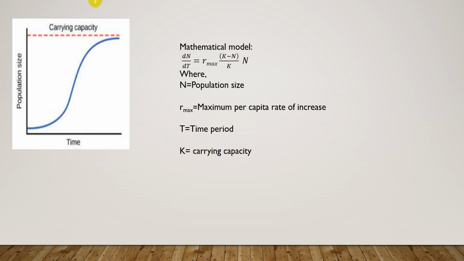Here is the graph for logistic growth, and the mathematical model is given here. dN/dt = r_max ((K - N)/K) N, where N is the population size, r_max is the maximum per capita rate of increase, t is the time period, and K is the carrying capacity. Here carrying capacity K is denoted by the red dotted line.